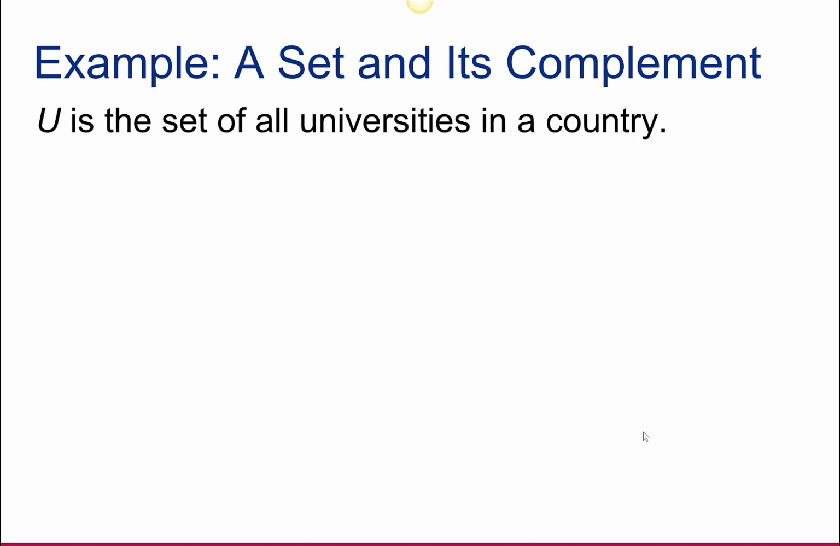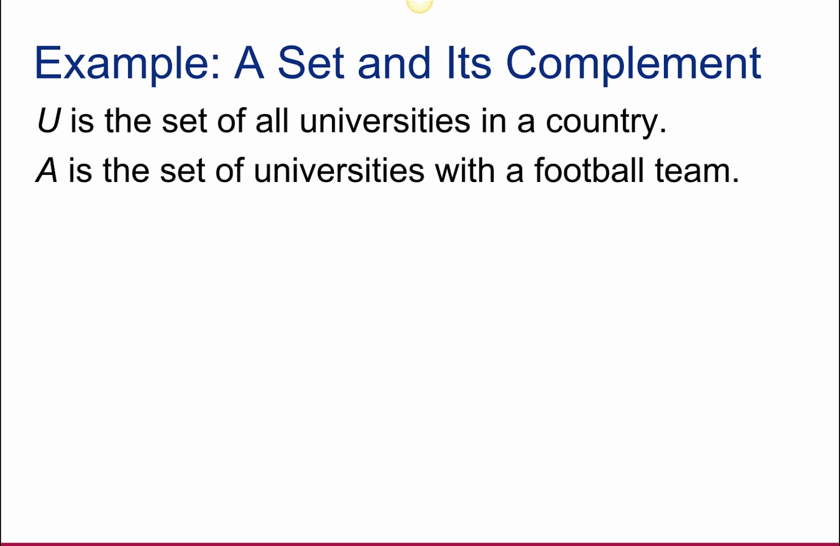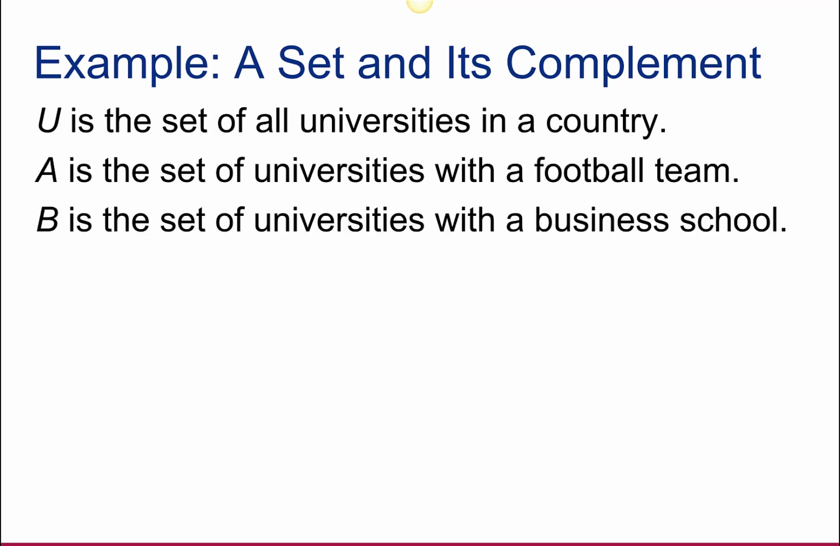So let's take another example with words. U is a set of all universities in a country. A is a set of universities with a football team. B is a set of universities with a business school. And we're going to assume in A and B, these are the universities in the country. And we want to describe B prime in this situation.